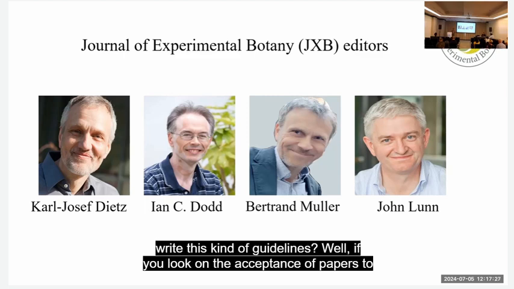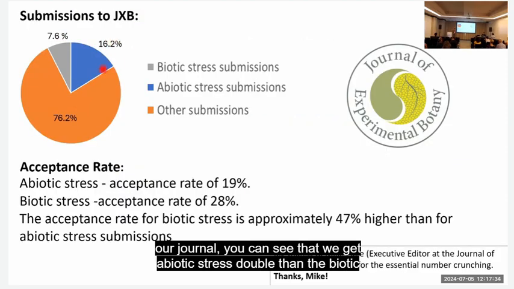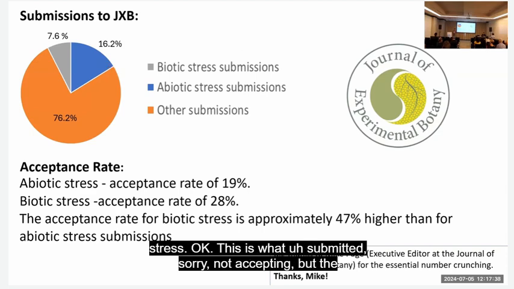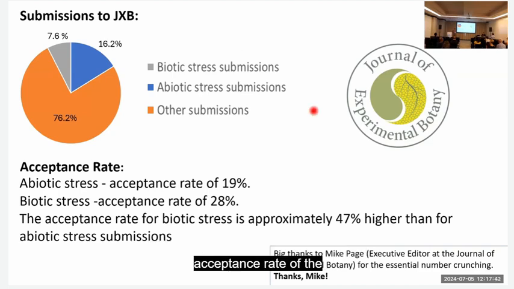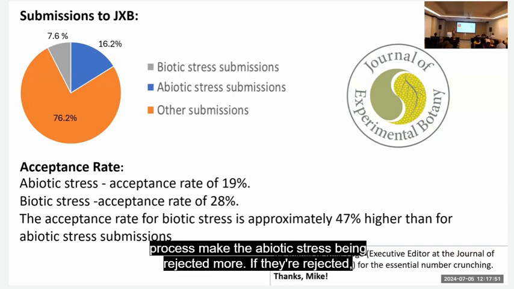So why write this kind of guidelines? Well, if you look at the papers submitted to our journal, you can see that we get abiotic stress double the biotic stress. But the acceptance rate of the biotic papers is 50% higher. That means that something in the process makes the abiotic stress papers get rejected more. If they're rejected, they're probably going elsewhere, right, to some other journals.